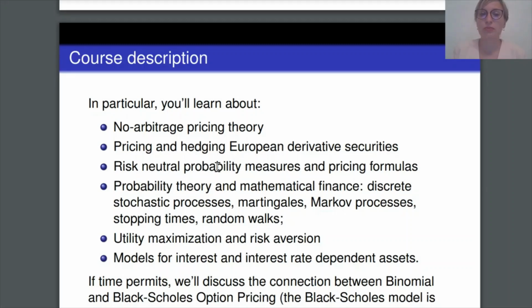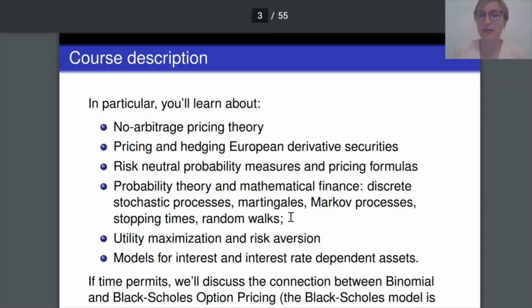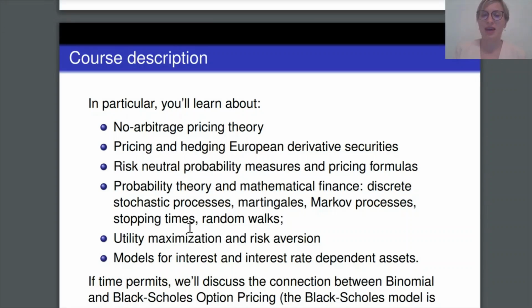Then we study risk-neutral probability measures and the pricing formulas, okay, written in terms of risk-neutral probability measures. And here we have the big chapter on probability theory that we need and the relation with mathematical finance. So in particular, we study stochastic processes, of course, in discrete time, martingales in discrete time, Markov processes in discrete time. We learn about stochastic times, which will be used actually mainly for derivative securities of American type, and random walks.